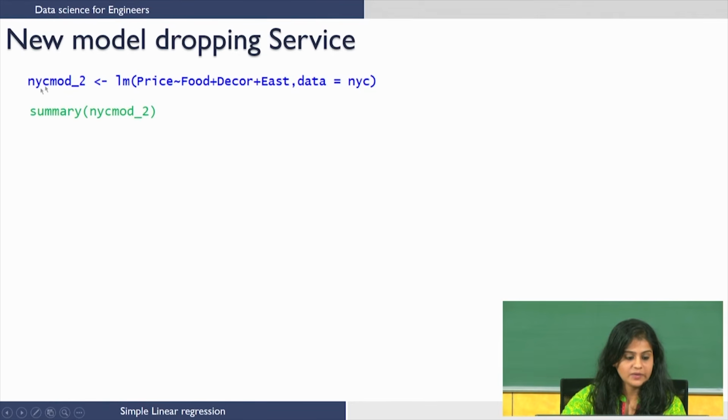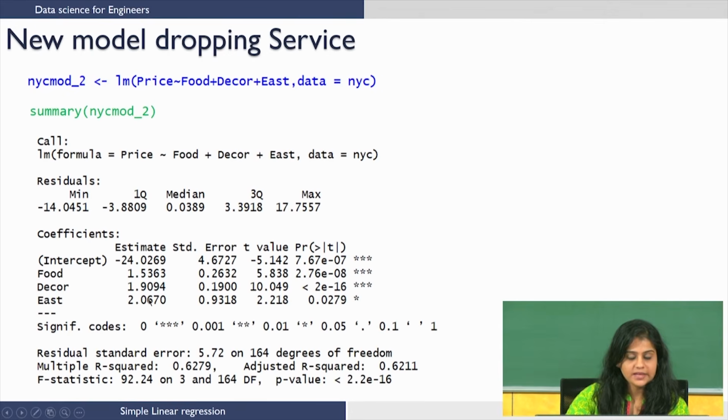and I am calling it NYC mod_2. Let us jump on to the coefficient section. The estimates are not drastically different before and after removing the service variable. So, this tells you that service is not very important. Again, if you look at the p value, it tells you that these variables are very significant, and if you look at the R squared value down here, it has not changed much before and after removing service. This itself is an indication that service is not helping us in explaining the variation in price.